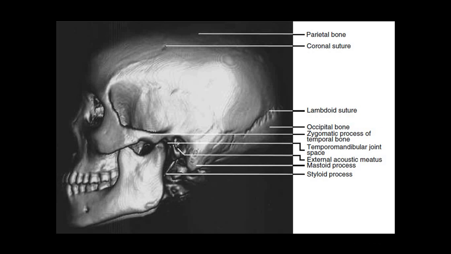Here we start to see 3D reconstructed images. At the top is the parietal bone, as we know. Anteriorly is the frontal. This is the coronal suture. And posteriorly is the lambdoid suture, the occipital bone. This is the zygomatic bone and zygomatic arch. This opening here is the external acoustic meatus. This is the mastoid process, and this is the styloid process of the temporal bone. So by 3D images, we can see the skull very clearly, as if we are looking at a living skull.